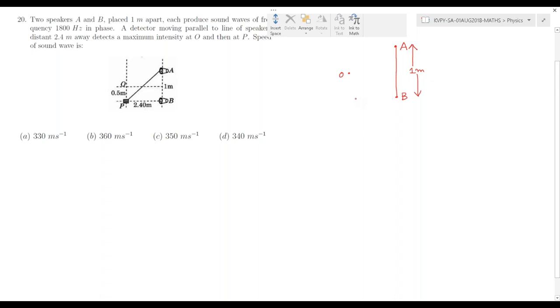A detector moving parallel to the line of speakers at a distance of 2.4 meters. That means this detector is going in this path. First it detects the maximum intensity at the point O, then it detects the maximum intensity at the point P. And the distance between these two parallel lines is 2.4 meters. So the question is, what is the speed of the sound if maximum intensity is first observed at O and then at P?